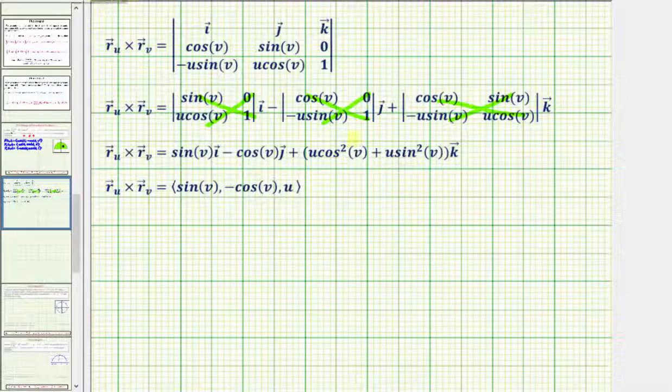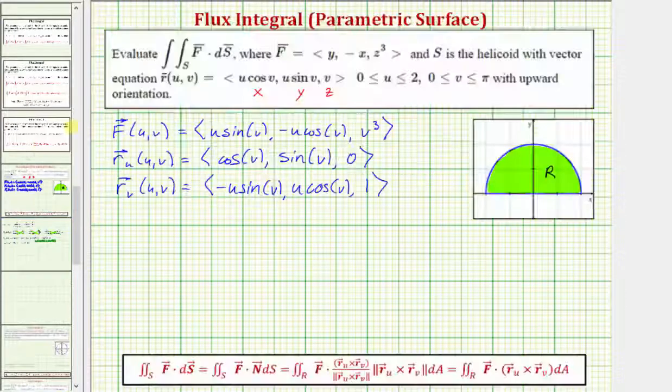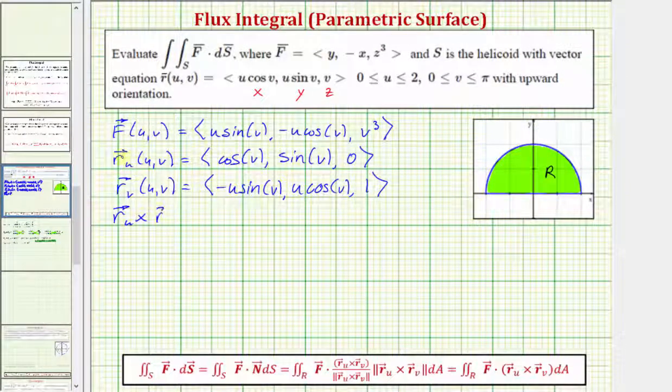But notice how here, if we factor out u, we'd have u times the quantity cosine squared v plus sine squared v. We should recognize this identity. This simplifies to u times 1, and therefore the components of the cross product are angle bracket sine v, comma, negative cosine v, comma, u. So going back to our first slide, we now know the cross product of these partial derivatives would have components sine v, comma, negative cosine v, comma, u.